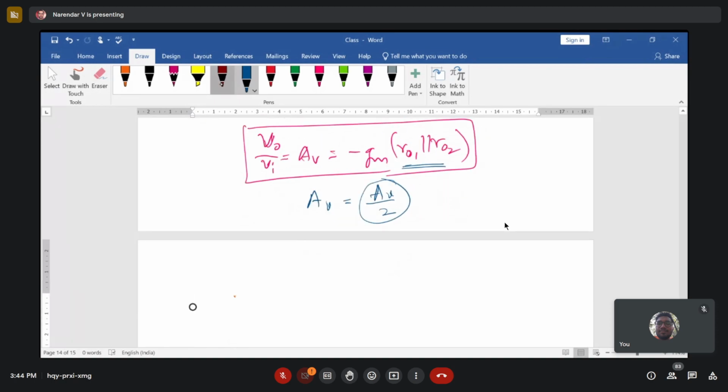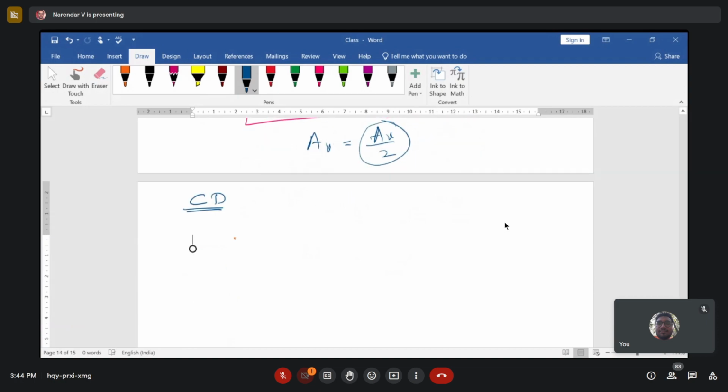Now we'll talk about this common drain single stage amplifier. The single stage common drain amplifier is drawn something like this. This is where you apply the inputs. Of course, I don't draw the DC supply, the DC biasing voltage, all the time, but you are supposed to draw the DC biasing here.